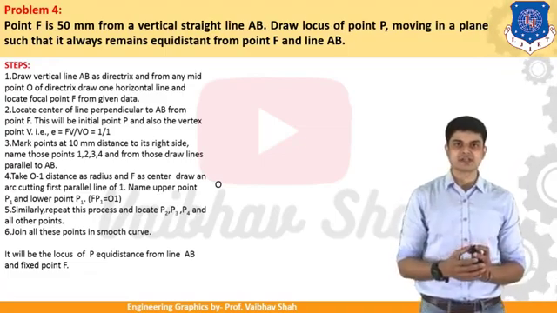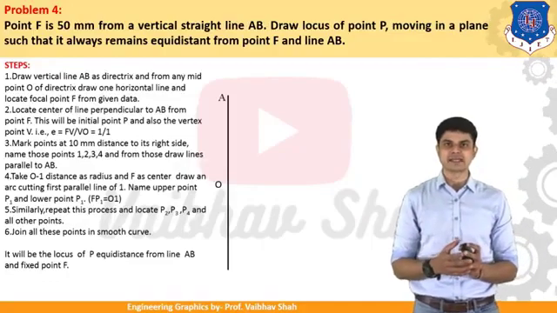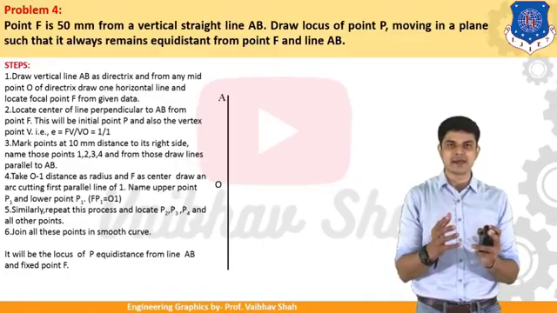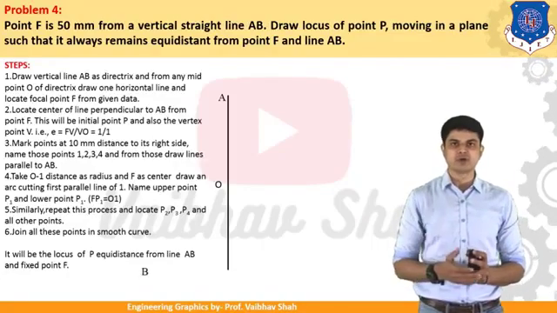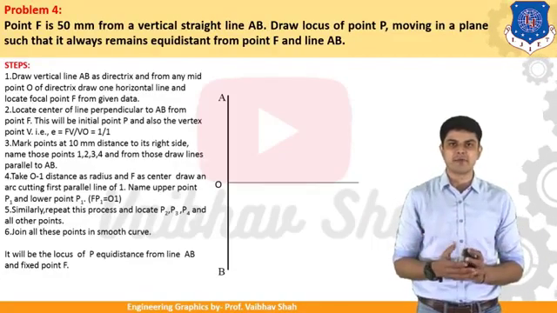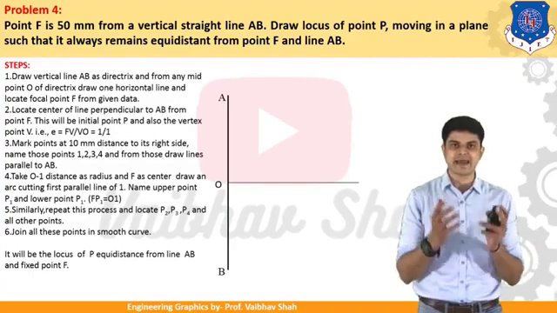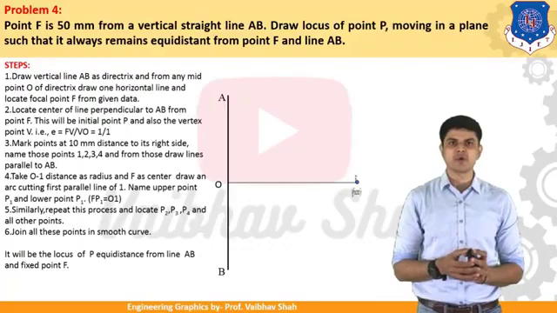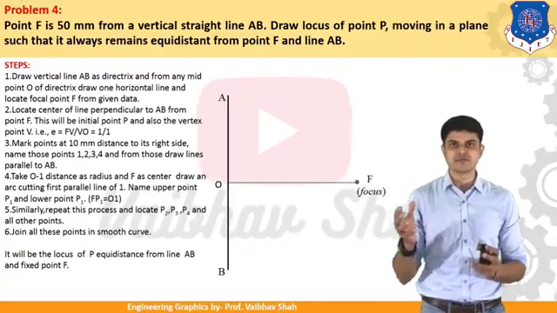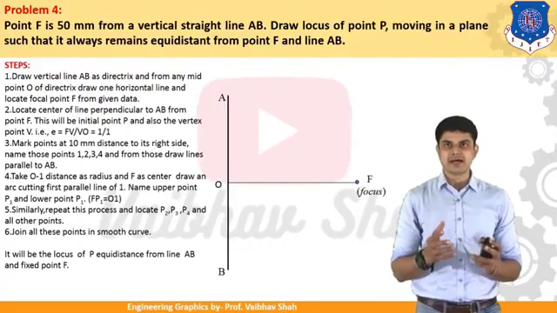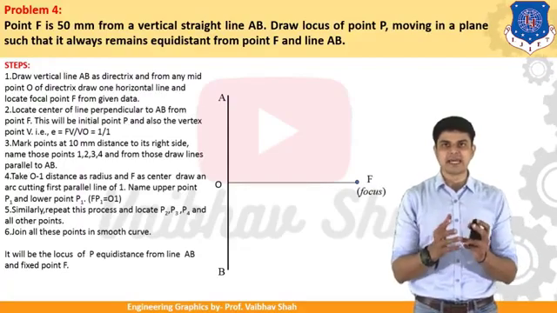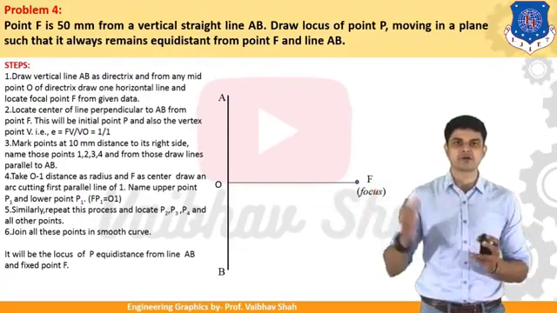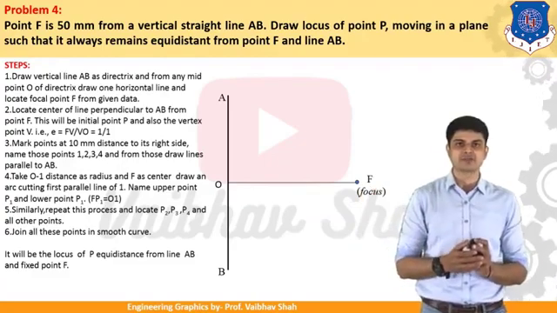So let us first construct one vertical line, which is nothing but AB, your fixed vertical line, known as your directrix. Now you should draw one horizontal line from any arbitrary point, and you should call this line your axis. On this axis line, you should define your focal point like this. So this is your focal point. Now focal point F is 50 mm away from your vertical straight line. So we have taken 50 mm distance in order to find the focal point F on this straight line.